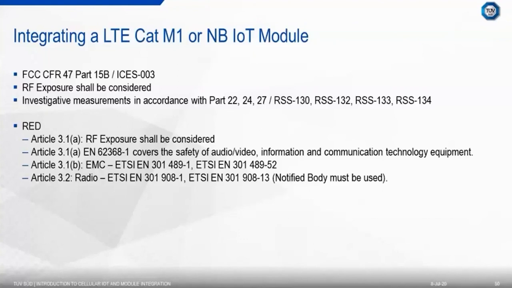And finally, ETSI EN 301 908-1 and -13 are the two applicable standards under Article 3.2. -1 is the common requirements, and -13 contains all the other tests which would be applicable for an LTE, Cat-M1 and NB-IoT module. And there's a note there, to emphasise the point that at the moment a notified body must be involved in placing the final radio product on the market, and that's likely to change in the future, but that is certainly the case today.